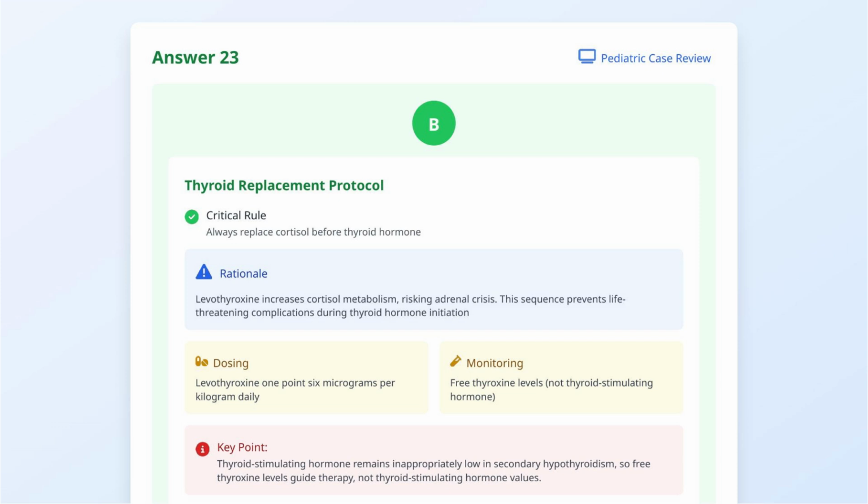The correct answer is B: cortisol replacement must be adequate before initiating levothyroxine therapy. This critical rule prevents adrenal crisis, as levothyroxine increases cortisol metabolism. Standard dosing is levothyroxine 1.6 micrograms per kilogram daily. Monitor using free thyroxine levels, not thyroid-stimulating hormone, because thyroid-stimulating hormone remains inappropriately low in secondary hypothyroidism.